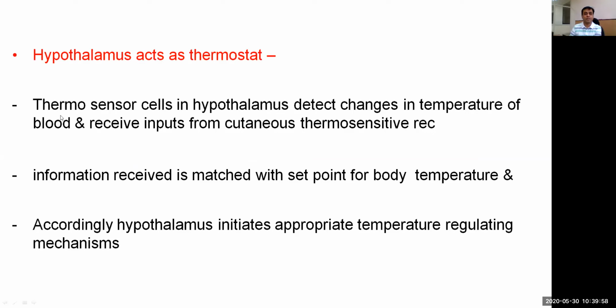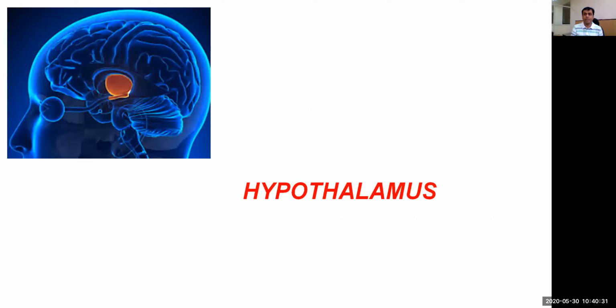The hypothalamus thus acts as a thermostat. Why? Thermosensor cells in the hypothalamus detect changes in the temperature of blood and receive input from cutaneous thermosensitive receptors. The information received is matched with the set point for body temperature, that is 37 degrees centigrade, and accordingly the hypothalamus initiates the appropriate temperature regulating mechanism, either by activating the mechanism that produces heat in the body, or by activating the mechanism that causes heat loss. The next set of functions we will discuss in our next class.